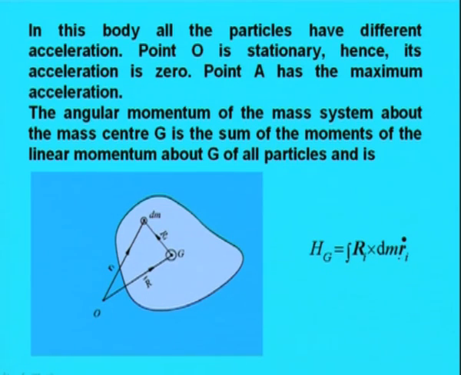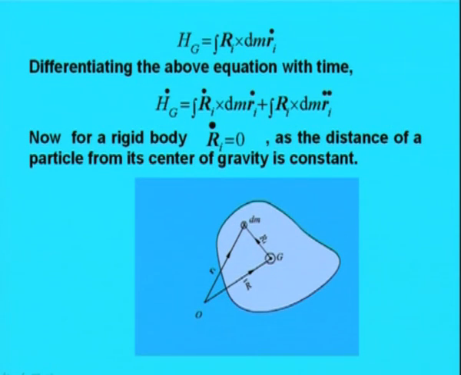Here I have taken the absolute velocity. So, you write the absolute linear momentum dm ri dot and cross product it with Ri, the distance from the mass center. You then get the expression for angular momentum. So, Hg is equal to Ri cross dm ri dot. If you differentiate this expression with time, then you will get H dot G is equal to Ri dot cross dm ri dot plus Ri cross dm ri double dot. We applied the product rule of differentiation.